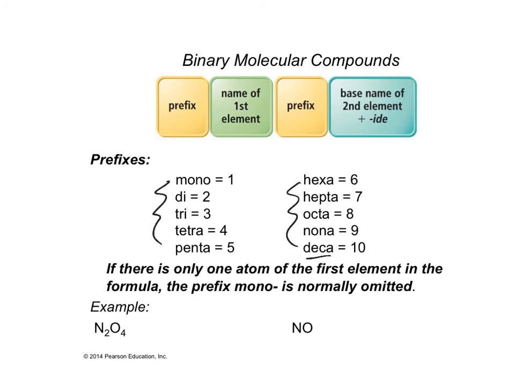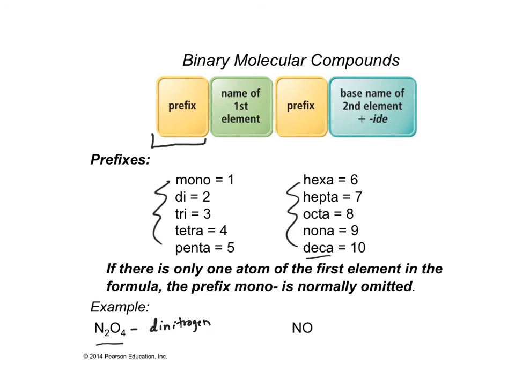How we're going to utilize these prefixes in naming molecular compounds is we list the prefix and the name of the first element, space, prefix, base name of the second element, followed by IDE. So for example, if we are naming this one, what is the first element given in the formula? Nitrogen. How many of them are there? Two. So I have to say di, because that's the two prefix: dinitrogen.